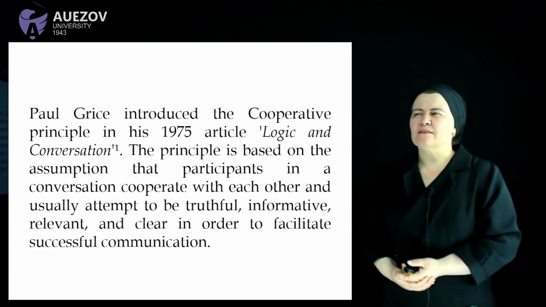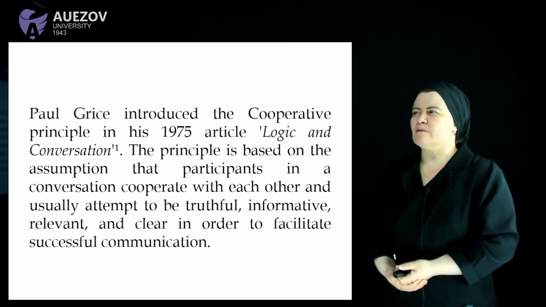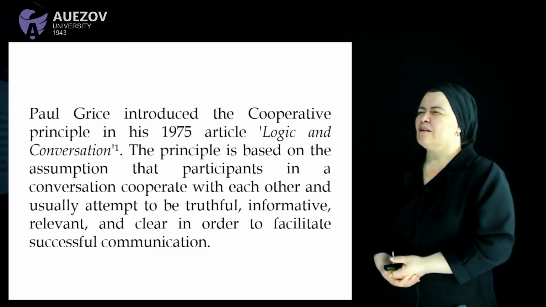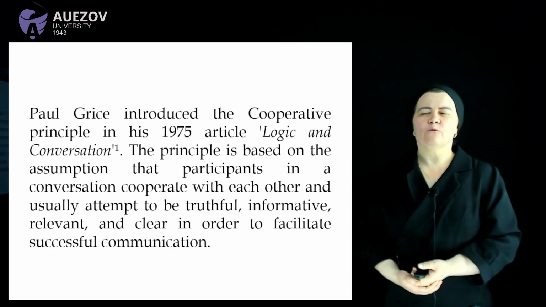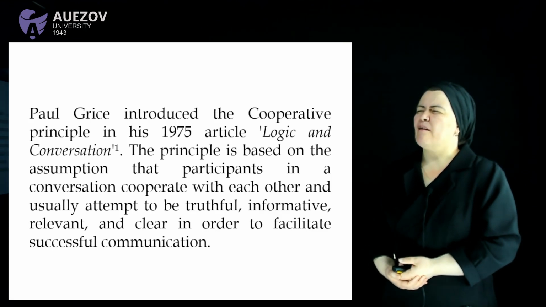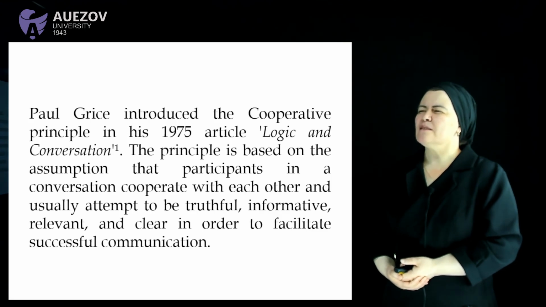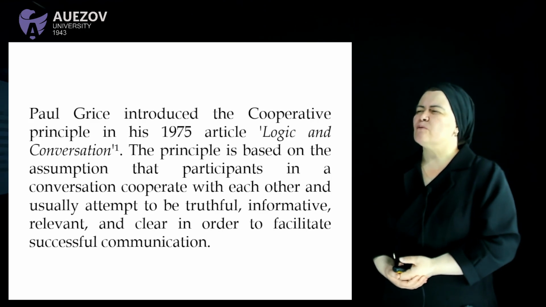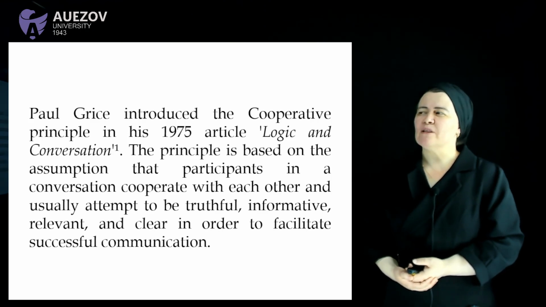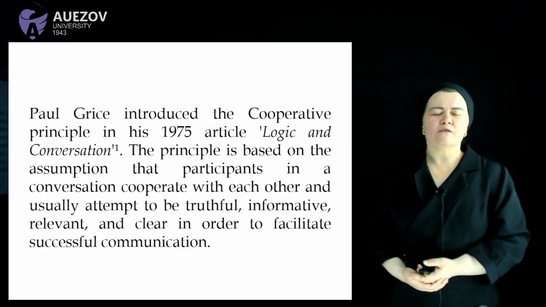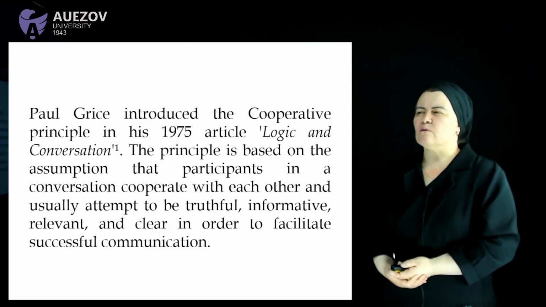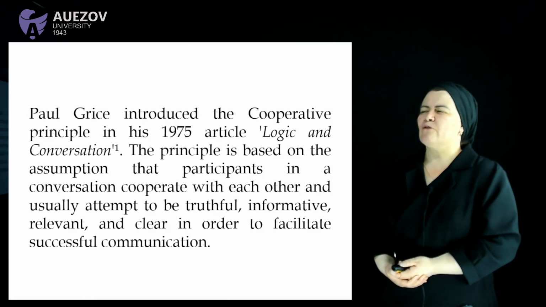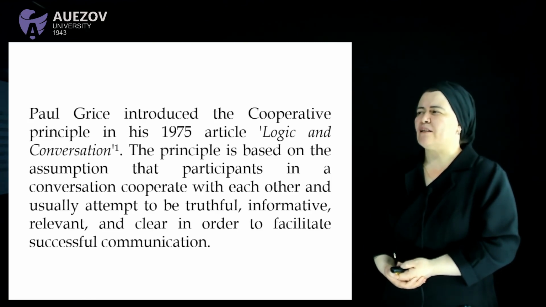Paul Grice introduced the cooperative principle in his article Logic and Conversation, which was published in 1975. The principle is based on the assumption that participants in a conversation cooperate with each other and usually attempt to be truthful, to be informative, to be relevant, to be meaningful, in order to make their communication more effective.